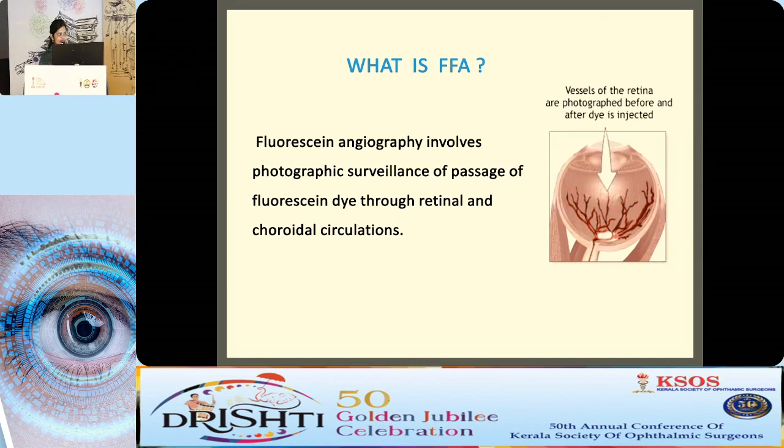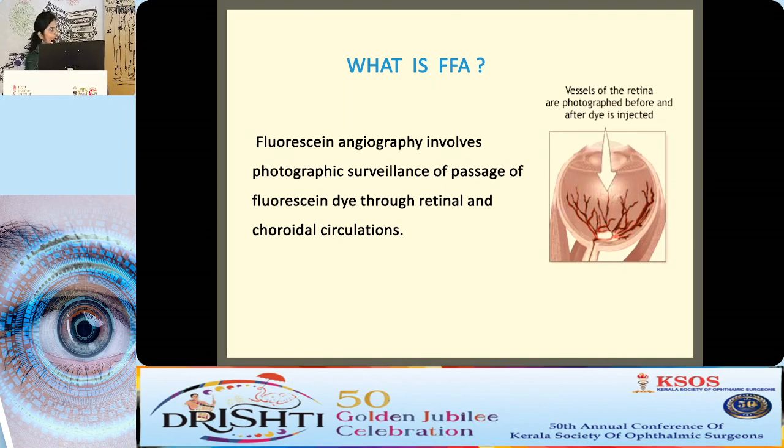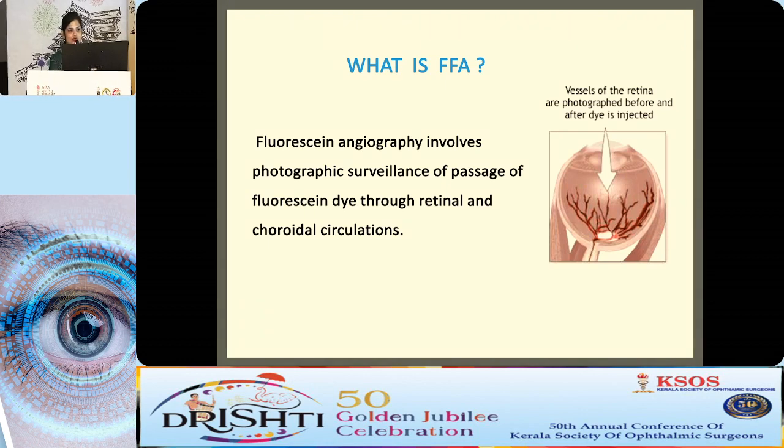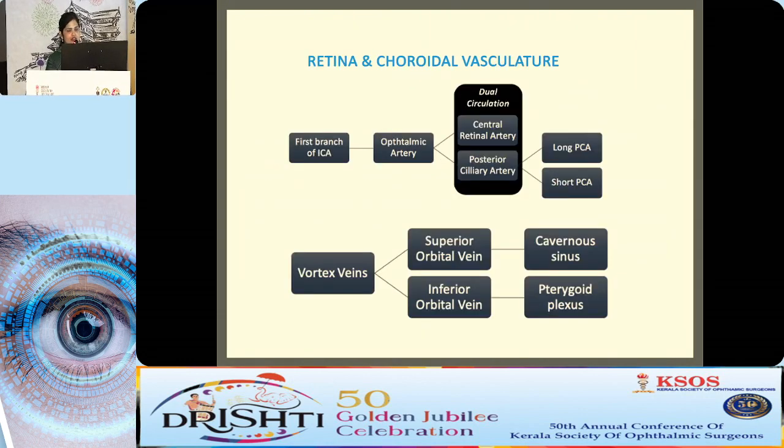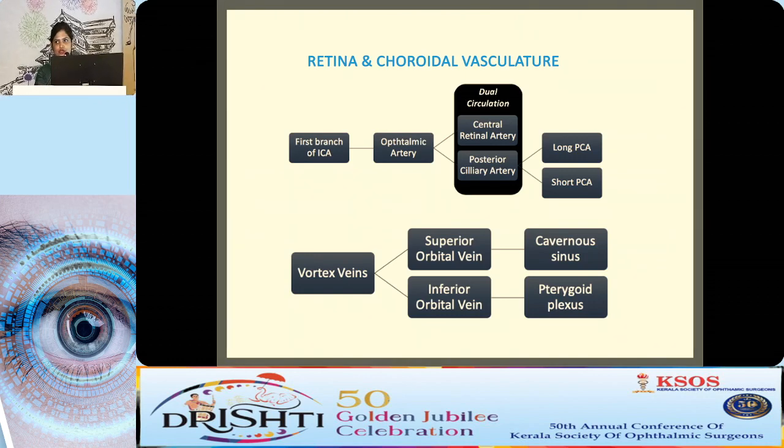So, what is FFA? It's a fluorescent angiography which involves photographic surveillance of passage of fluorescent dye through the retinal and choroidal circulation. To know about this, basically we should know the anatomy of retina and choroid. Retina and choroid have dual circulation, where most of the retina is supplied by the central retinal artery and the choroid by the posterior ciliary artery, and the drainage is through the vortex veins.